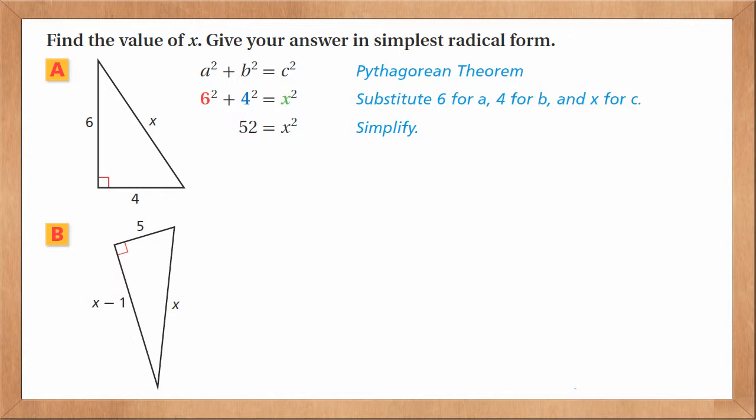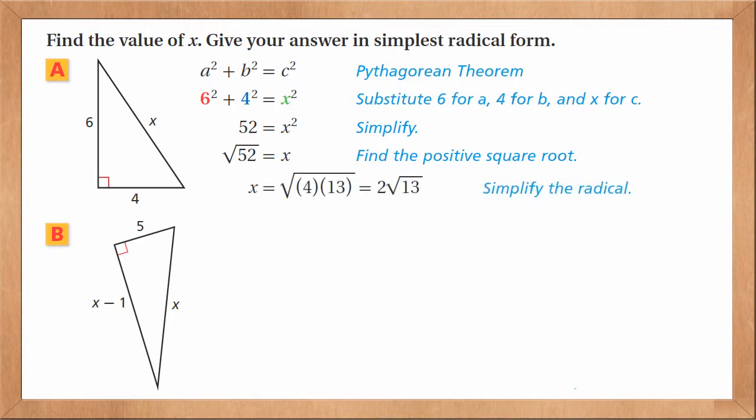But I have to know what x is. So I take the square root of both sides, and I get x is equal to the square root of 52. And that right there is radical form. But is it simplest radical form? No, it's not simplest. Why? Because 52 can be broken up into 4 times 13, and 4 is a perfect square. 4 is 2 times 2, so 4 can be reduced into a 2 and taken outside of the root. So the simplest radical form is to say that x is equal to 2 square roots of 13.